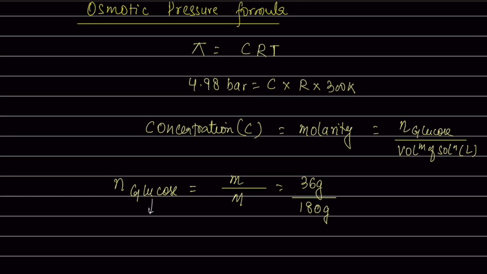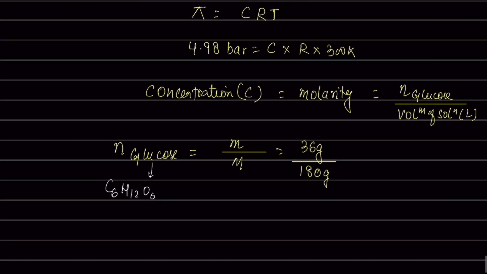Molar mass of glucose is 180 gram per mole, because the glucose formula is C6H12O6, and if we find the molecular mass, we have 6 into 12 plus 12 into 1 plus 6 into 16. So it will come 180 gram per mole. Here we can cancel it, it goes 5 times. So 1 by 5 is equal to 0.2 mole.